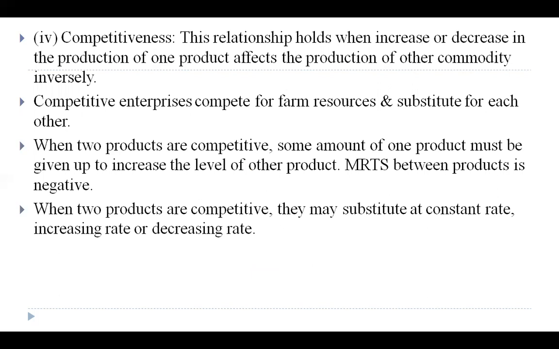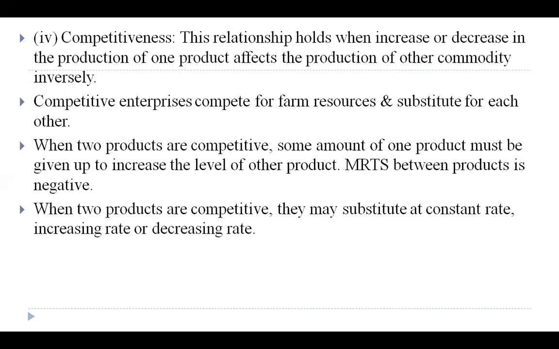Now competitive product or competitive relationship. This relationship holds when an increase or decrease in production of one product affects the production of the other commodity inversely. Means if one product increases, the other product decreases. If one product, Y1, decreases, then Y2 increases. So there will be an inverse relationship. Competitive enterprises compete for farm resources and substitute for each other. When two products are competitive, some amount of one product must be given up to increase the level of the other product.